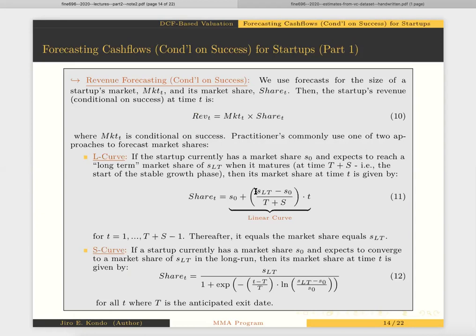So an S-curve. Professor, we can't see what you're writing. Oh, I'm sorry about that. You've not been able to see it at all, or you were able to see when I did the L-curve? We saw the L-curve. Okay, you saw the L-curve. So, sorry about that.